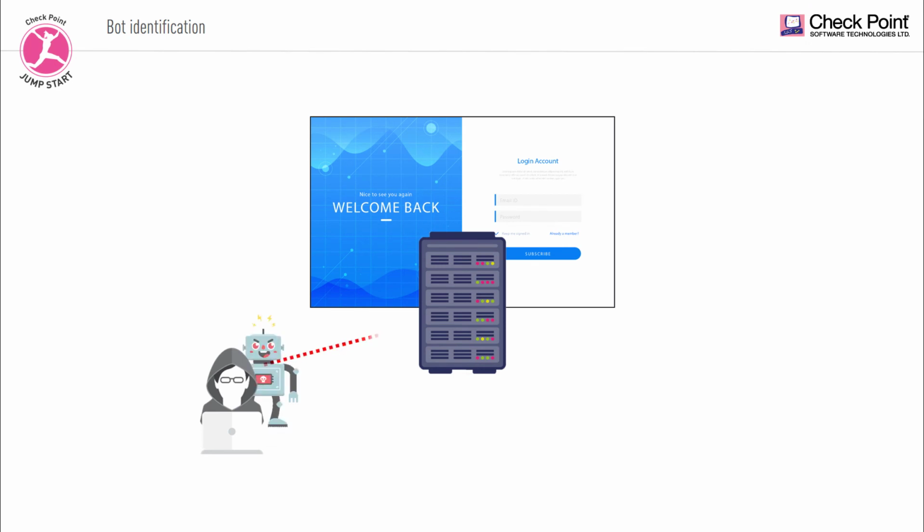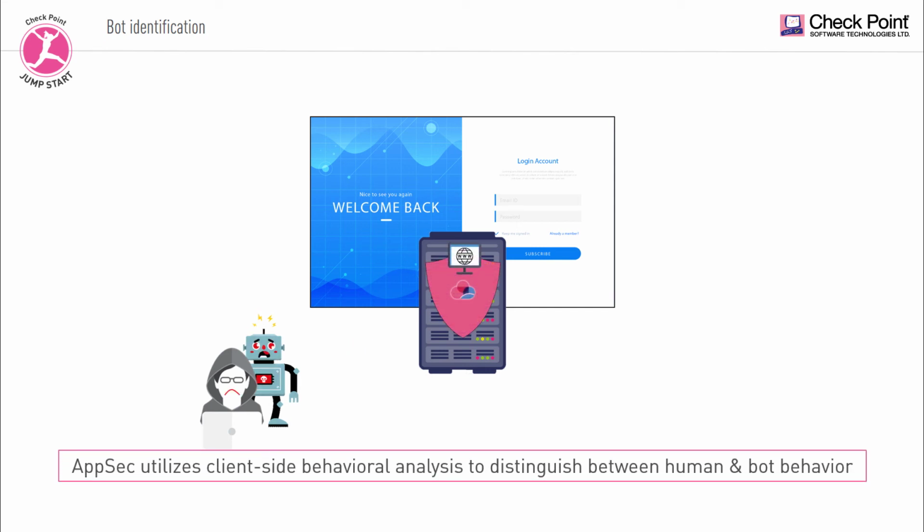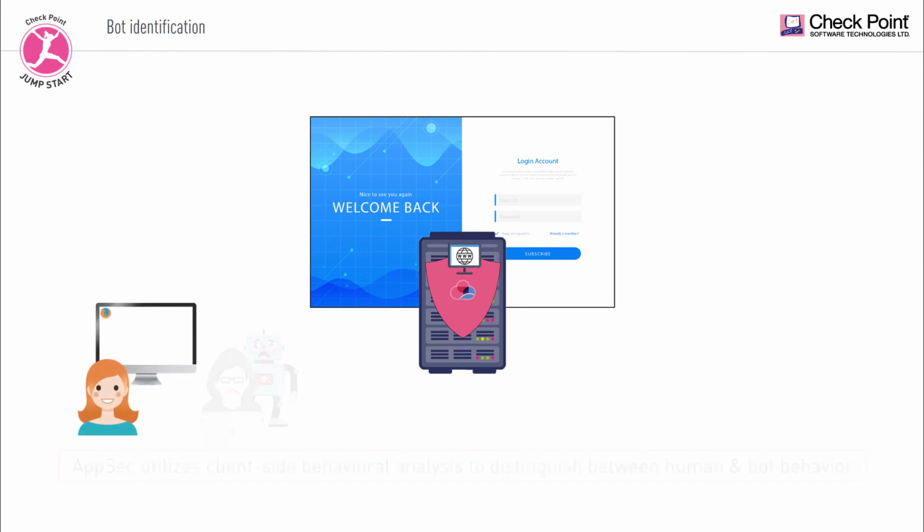The use of bots for automated attacks against login pages is a regular practice among threat actors. CloudGuard AppSec utilizes client-side behavioral analysis to distinguish between human behavior and bot behavior. Once a client connects to a server, it performs a GET operation. It receives the page from the server, including a JavaScript developed by Checkpoint that is injected to the browser of the client. The script collects behavioral information from the client.